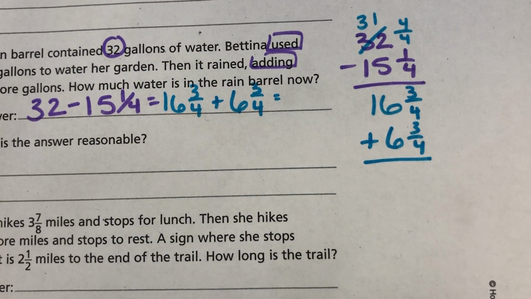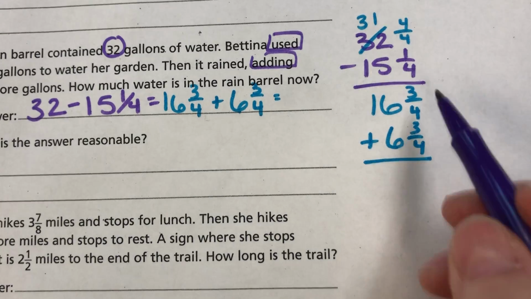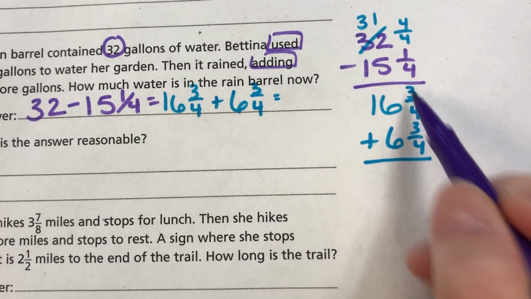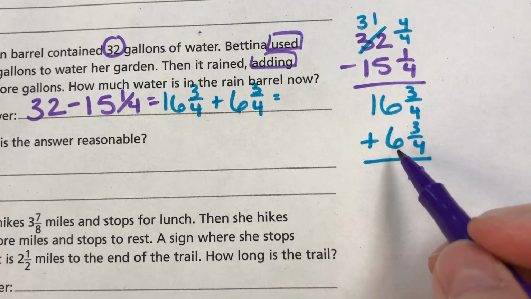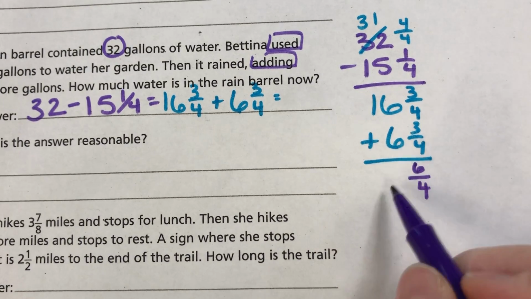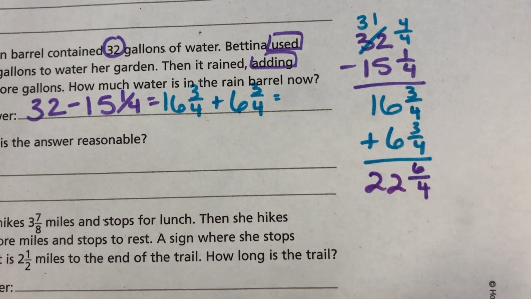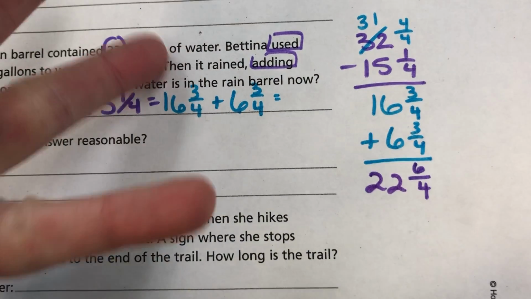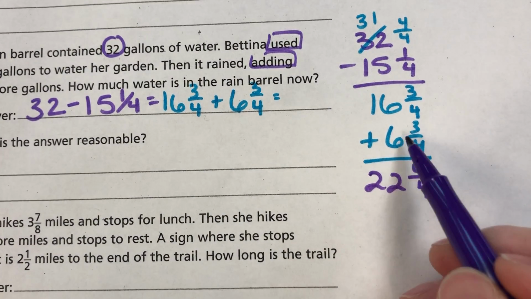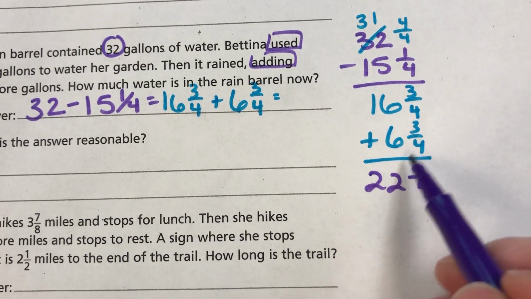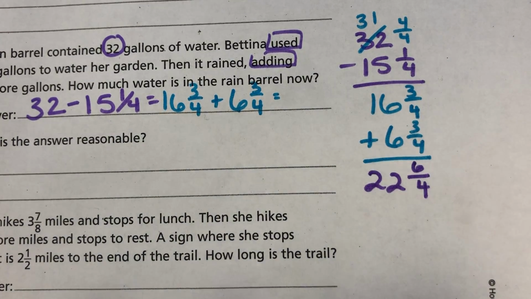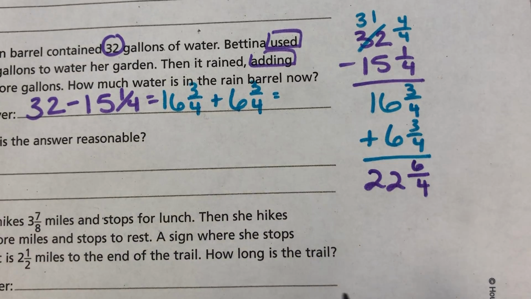I'm hoping you're celebrating the like denominators here. Yay! We can just add. 3 plus 3 is 6. My denominator stays. And when you do 16 plus 6, I would just count up. You end up getting 22. So 16, 17, 18, 19, 20, 21, 22. Or maybe you said, I pulled 4 from that 6 and gave it to the 16 to make 20, and there were 2 left over. However you work it, I have 22 6/4.